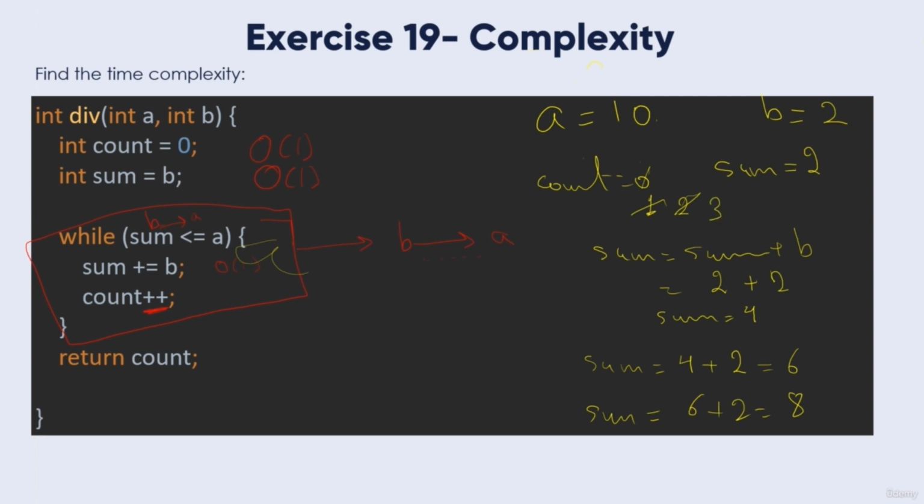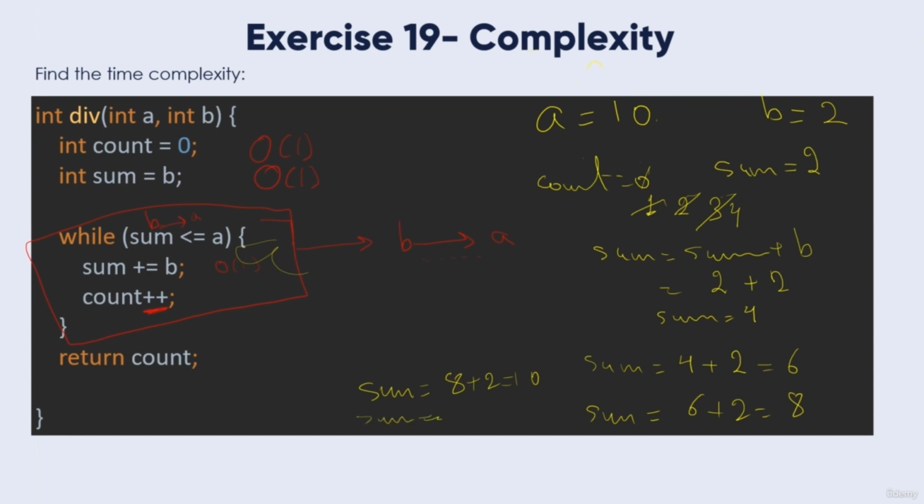Going up, sum is 8. Less than or equal to 10? Yes. So the new sum is 8 plus 2, equal to 10. Count is equal to 4. Going up, sum is 10. Is 10 less than or equal to 10? Yes. So go and execute this.